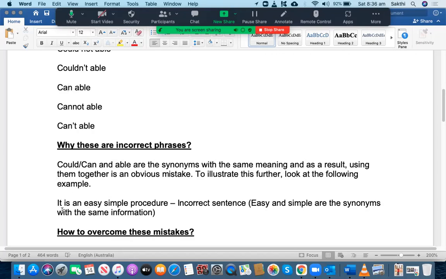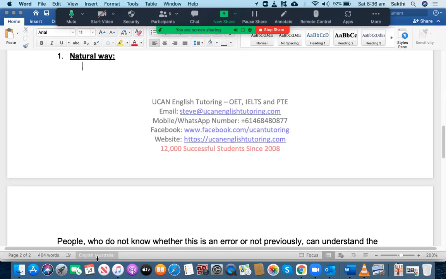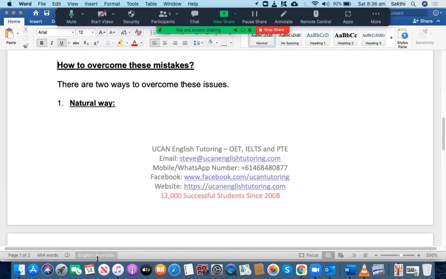I will tell you how to overcome this mistake. I know we have been using this for so long. You might have been committing this mistake for so long and it has already developed in your brain, so you unknowingly or knowingly commit it. There are two ways to overcome these issues. One is the natural way.